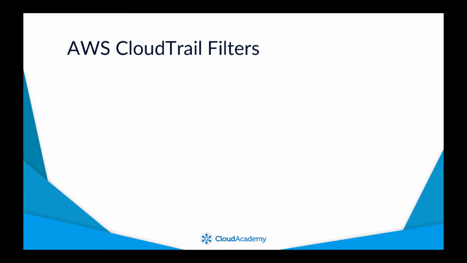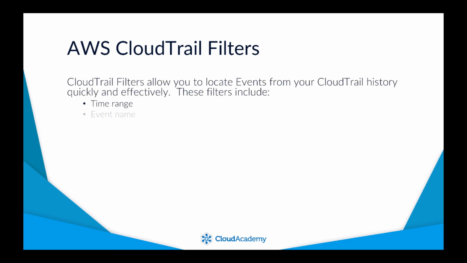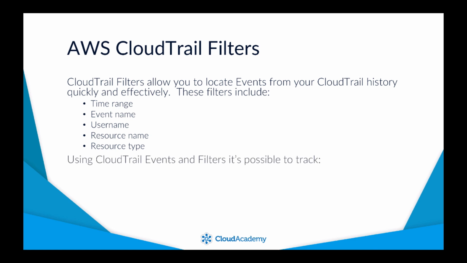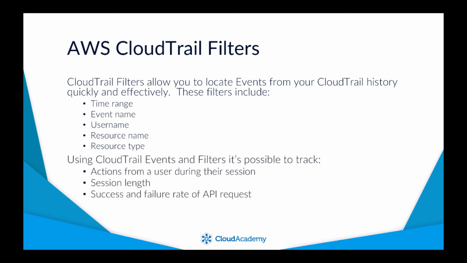Looking at your API call history within CloudTrail, you may need to find a particular event quickly, perhaps in a circumstance where you are trying to mitigate a security breach. To help you with this, you can enable a number of filters which will help you locate and identify the data you need. These filters are time range, event name, username, resource name, and resource type. Between the use of events recorded and the filtering possibilities, it's possible to track exactly what actions a user carried out during their session, how long that session lasted, and if they were successful or unsuccessful. This makes the CloudTrail service a great security analysis tool.